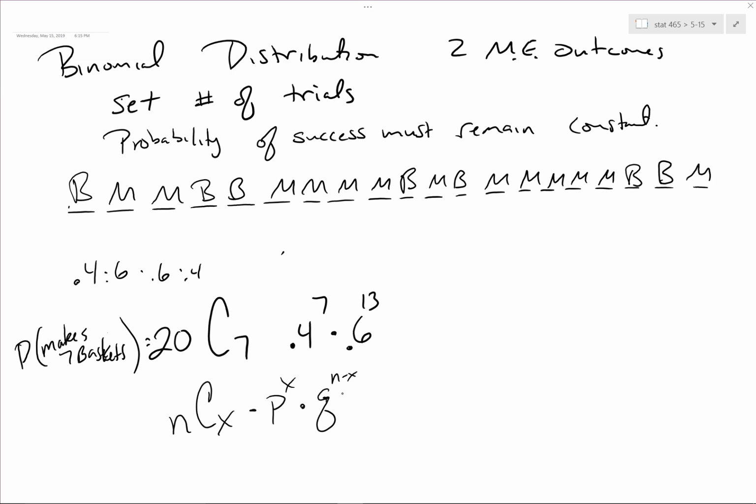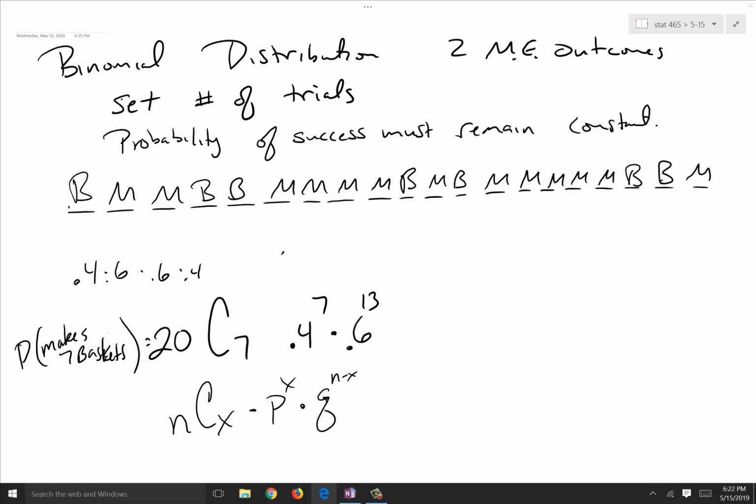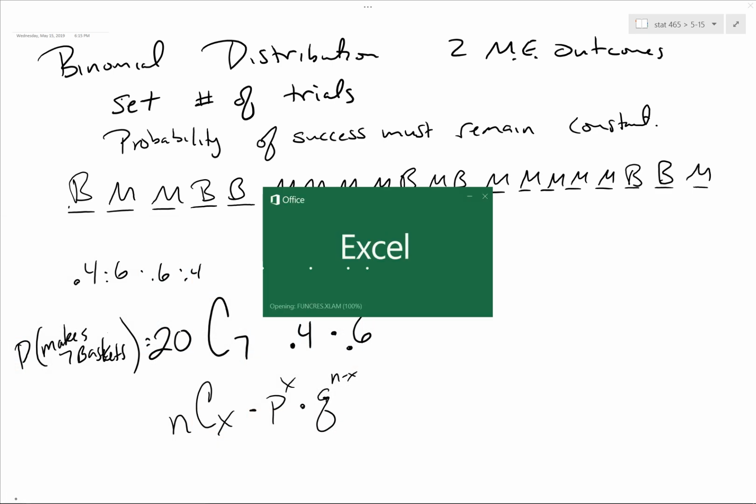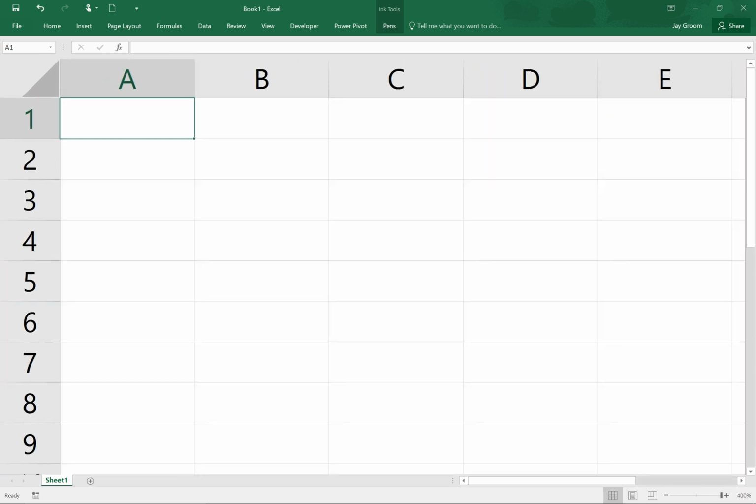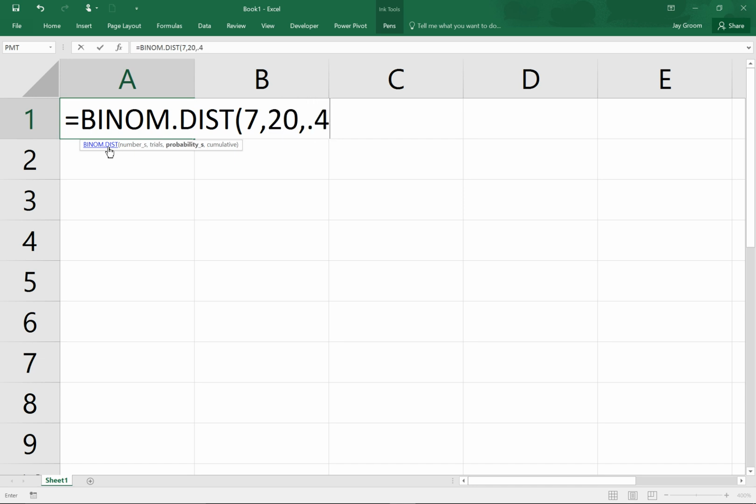In our calculators or in Excel or however you want to do it, I'm going to run through about 8 different ways. You pick the one that makes you the happiest, and then it'll make me the happiest too. I'll do Excel first. In Excel, it's equals BINOM.DIST. It wants the number of successes, which is 7 baskets. Then the number of trials: he shot the ball 20 times. And the probability of success, 0.4.